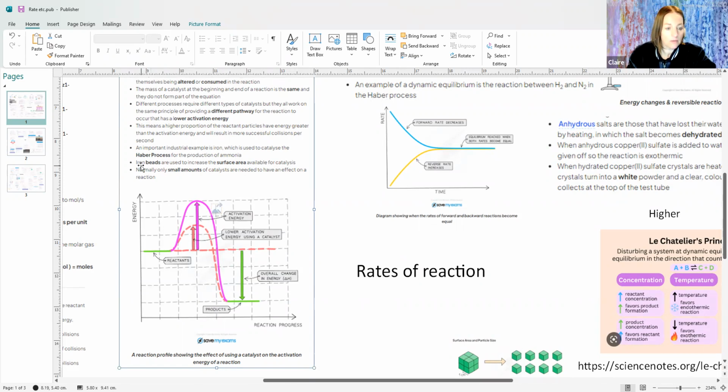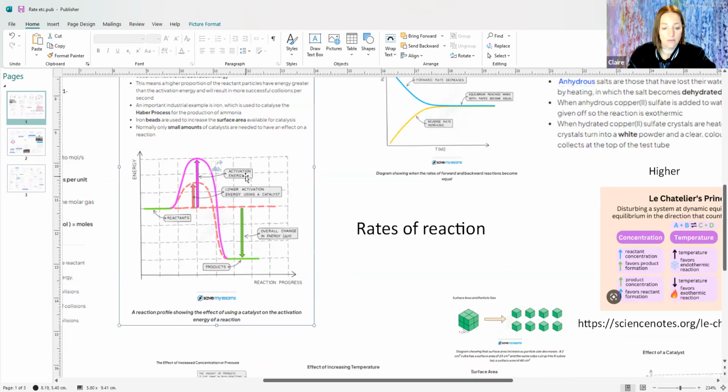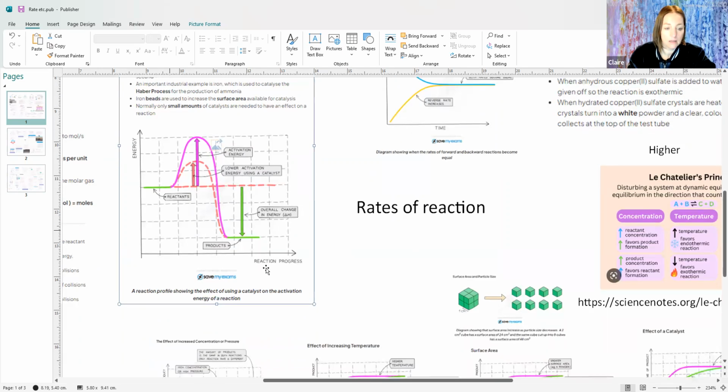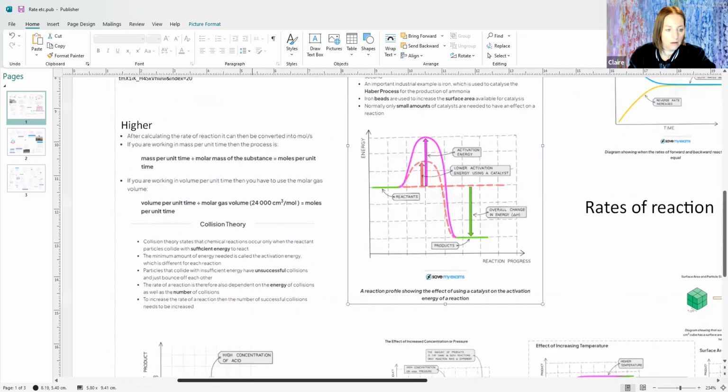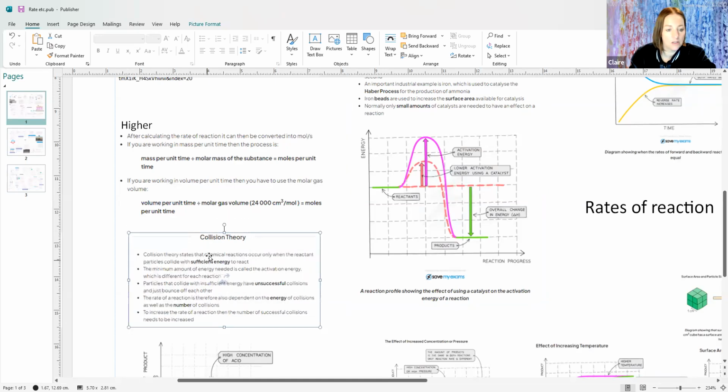Okay, so iron beads are used to increase surface area available for catalysts. Normally only small amounts of the catalysts are needed for the effect. Another helpful hint, remember your energy profiles, endo, exo, that might get incorporated in an exam question. Okay, collision theory, that is what I was mentioning before. You need your reactants to actually collide, and you need that amount of activation energy for that reaction to happen. So that links in the collision theory.